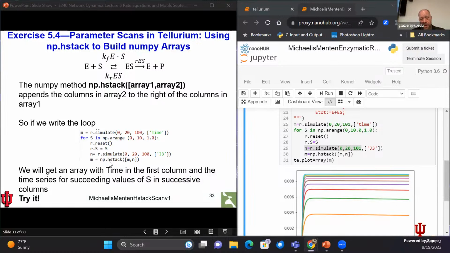I keep imposing that new array on top of the old array. And then at the end, which I don't have on the screen here, I do a plot array, which will plot my result.